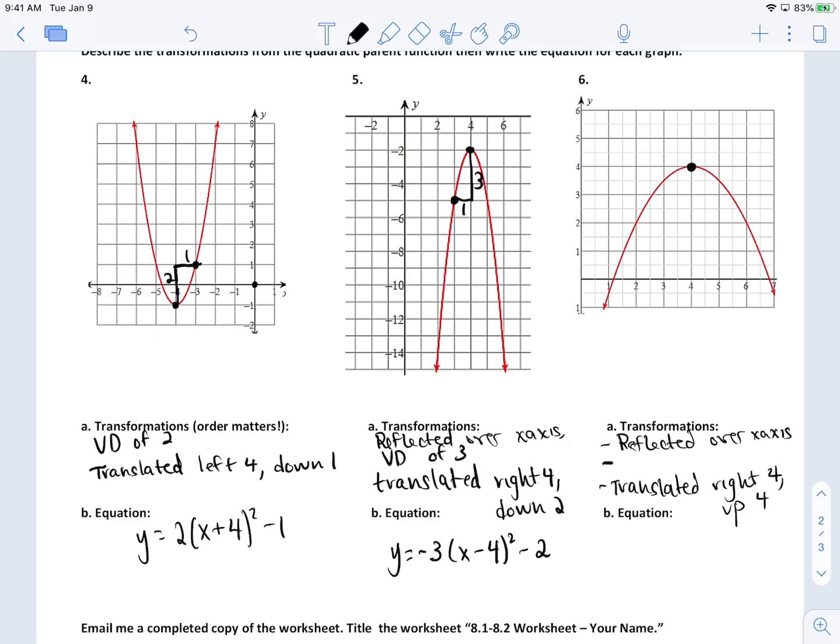And then last, from this point, I'm going over 1, down a half. Whoops, over 1, down a half. Right, so this is a vertical dilation of a half. So y equals negative 1/2 x minus 4 squared plus 4.